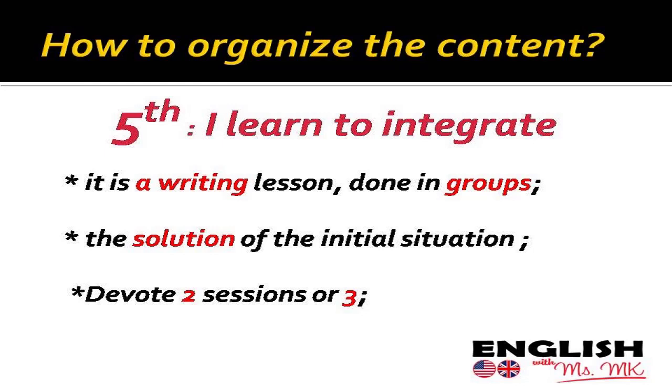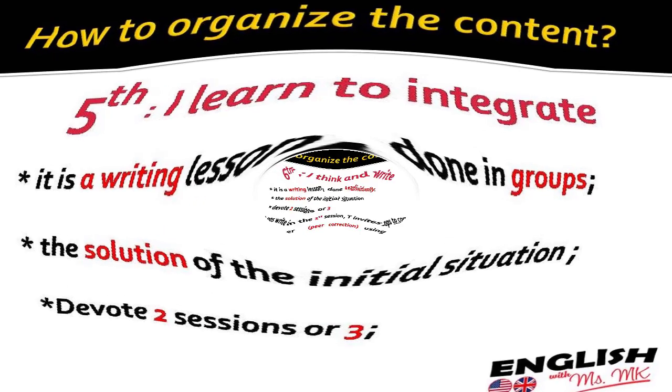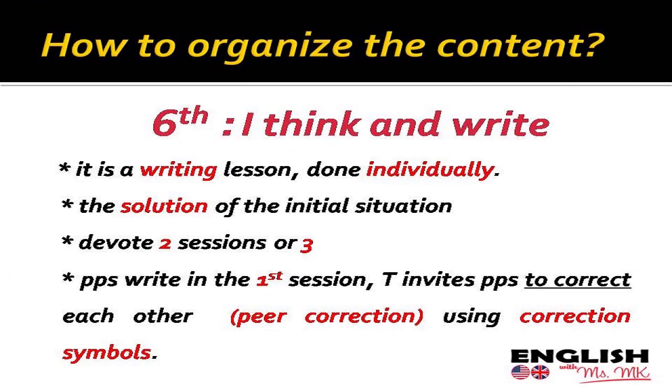They have to write in the first session, and then you're going to correct your pupils. You correct their papers, providing them with remarks, and then you're going to present activities on the weaknesses. Then you write the final version together. Then the last lesson is going to be I think and write. Here it is a writing lesson too, but it should be done individually.